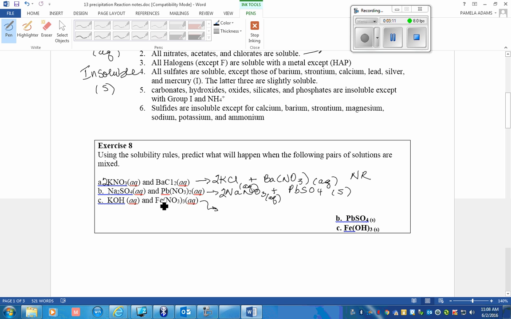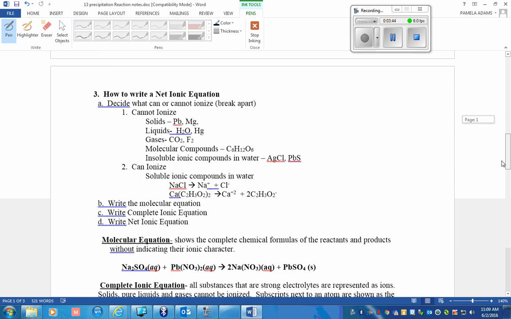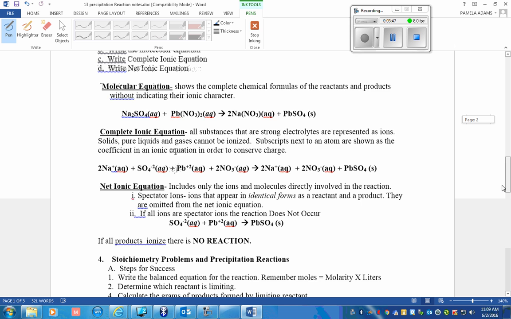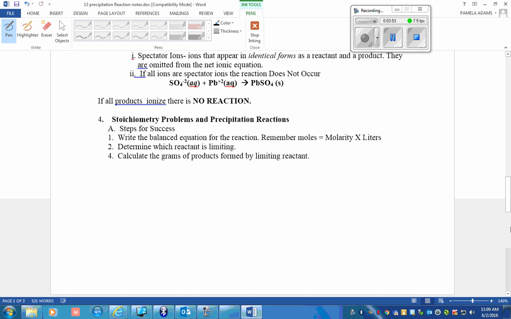Potassium hydroxide and iron 3 nitrate will exchange cations. So you would have potassium nitrate and iron 3 hydroxide. This would be aqueous by virtue of the group 1 cation and the nitrate, and this would be a solid because most hydroxides are insoluble. I'm going to leave writing a net ionic equation for another day. It seems to be a bugaboo for folks, and it will require its own lecture.